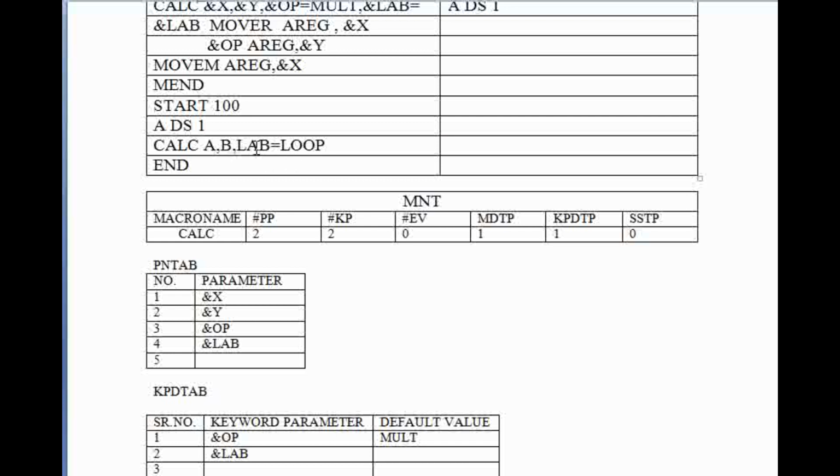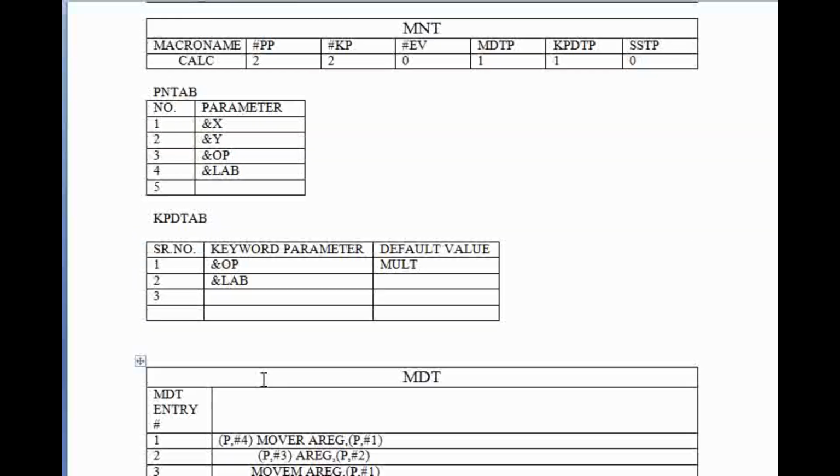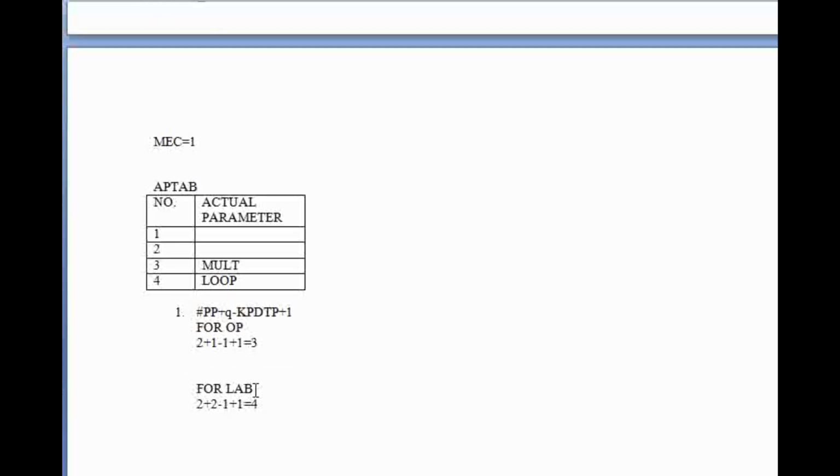To make the entry for lab, the #pp value will be 2 and q has to be the index value of lab in the keyword parameter default table, which is 2. KP dpt we all know is 1. So substituting this in our formula, the value comes out to be 4. So at the 4th position I'm going to enter loop.